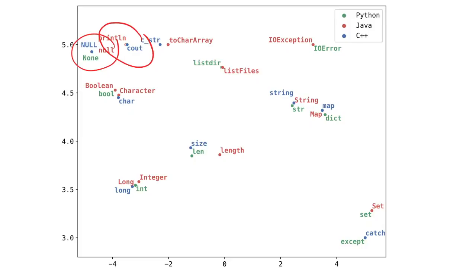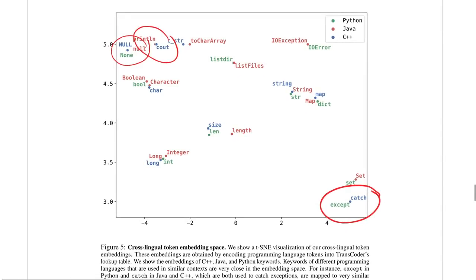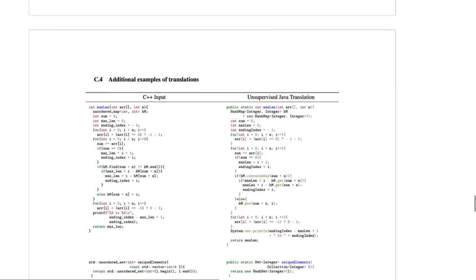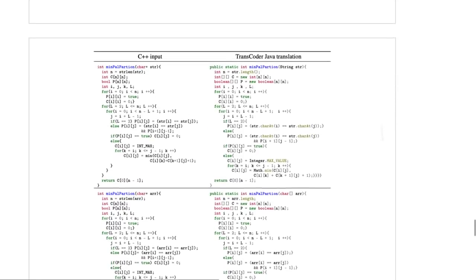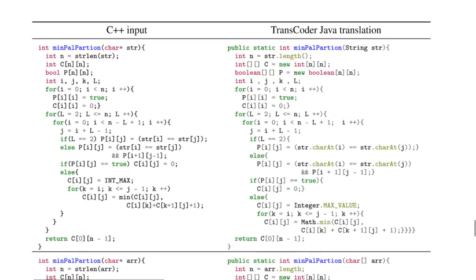This is sort of a verification that this method of embedding the different languages into the same space really turns out such that whatever means the same thing is mapped to the same place. You can see here catch and accept, two very different tokens, are mapped to the same place simply because they're used in the same sort of constructs across the languages. Very cool.